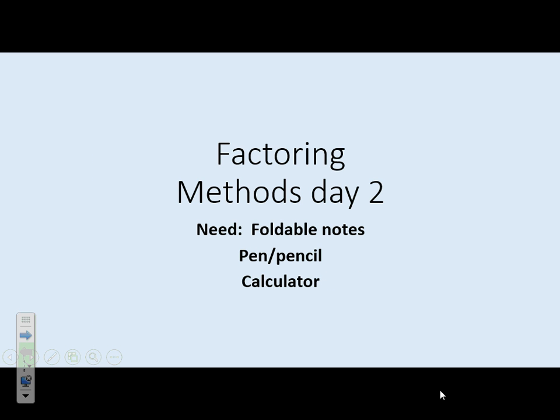So we've been talking about this idea of factoring and finding out what was multiplied to create an expression. So it undoes the multiplication process. Today we're going to take a look at two other methods, the other ones that are in your foldable. So you'll need that as well as a calculator and something to write with.